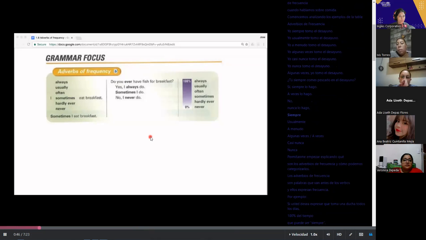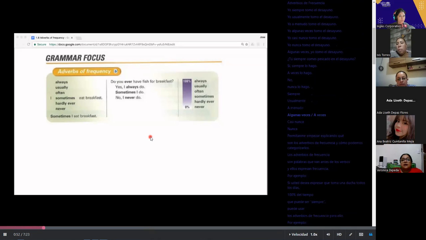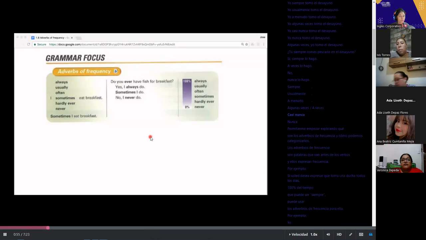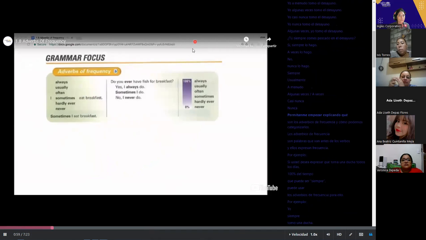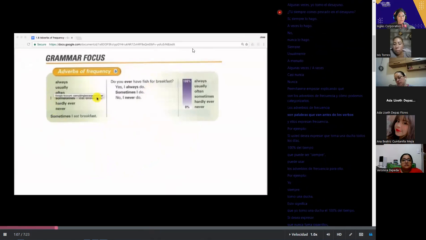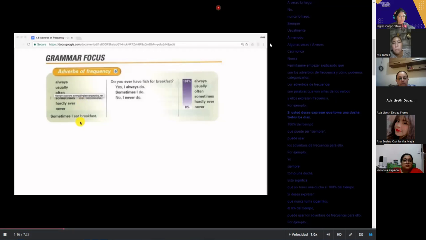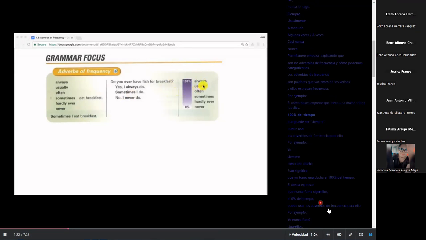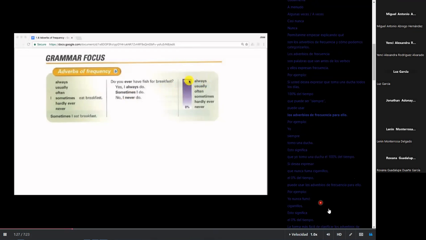Always. Usually. Often. Sometimes. Hardly ever. Never. Let me start by explaining what adverbs of frequency are and how we can categorize them. Adverbs of frequency are words that come before the verbs, and they express frequency. For example, if you would like to express that you take a shower every day, 100% of the time, that will be always, you can use adverbs of frequency for that.